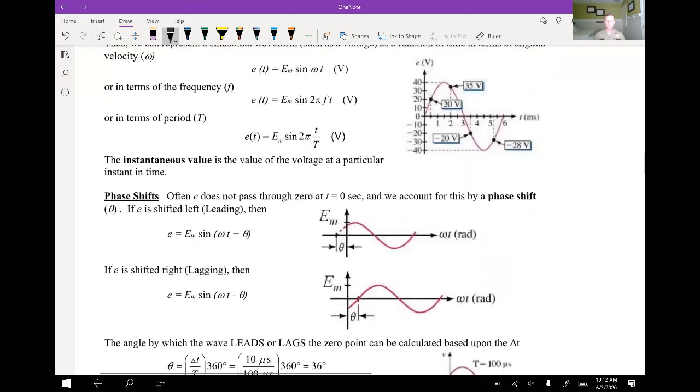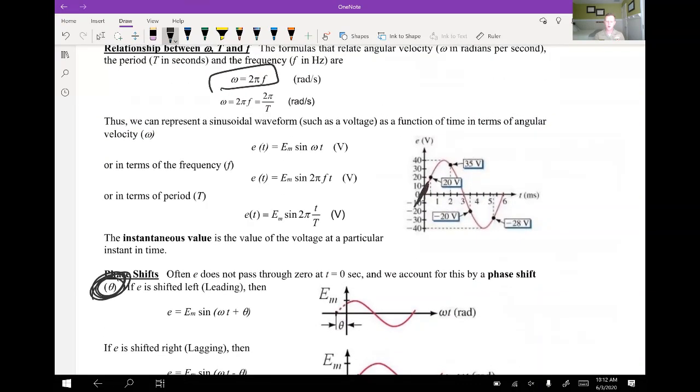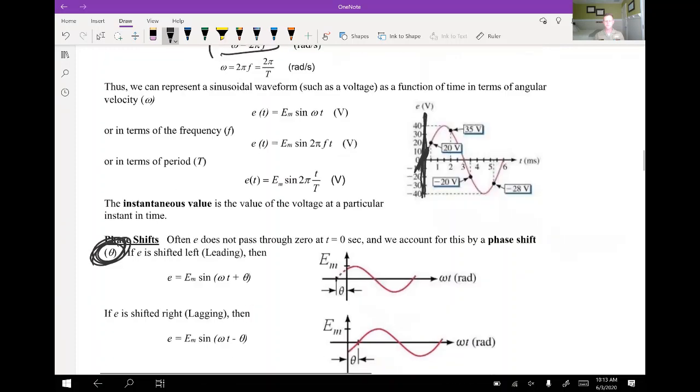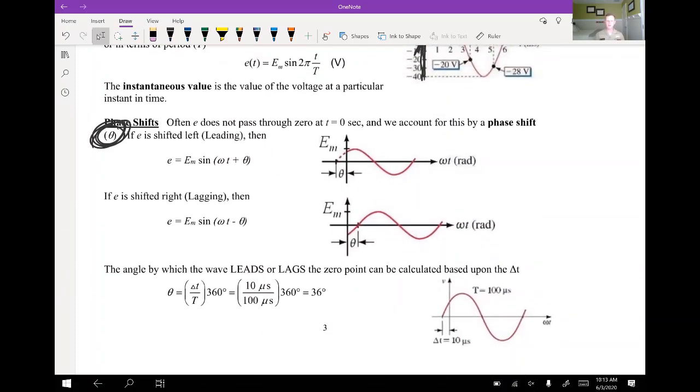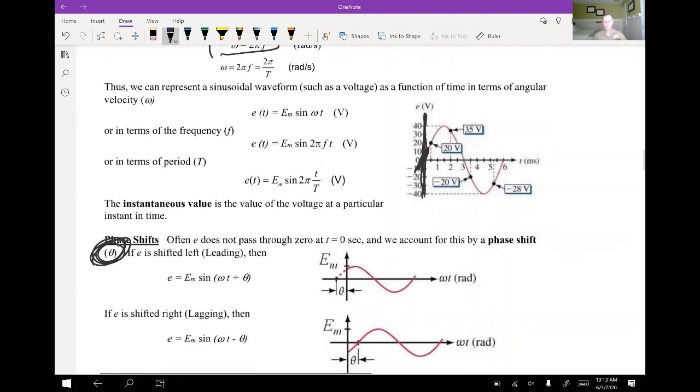So let's move down a little bit and talk about phase shift. Right here, the phase shift is theta. And theta is when the waveform doesn't go through the x-axis at zero. So previously, on this one right here, you can see it's crossing up through zero, the x-axis, at 0 volts. Sorry, I said 0 volts, I meant at 0 time it has 0 volts. If that's not the case, then we have a phase shift.